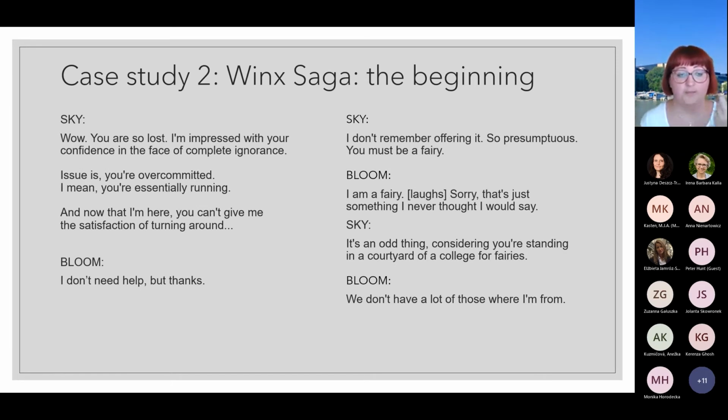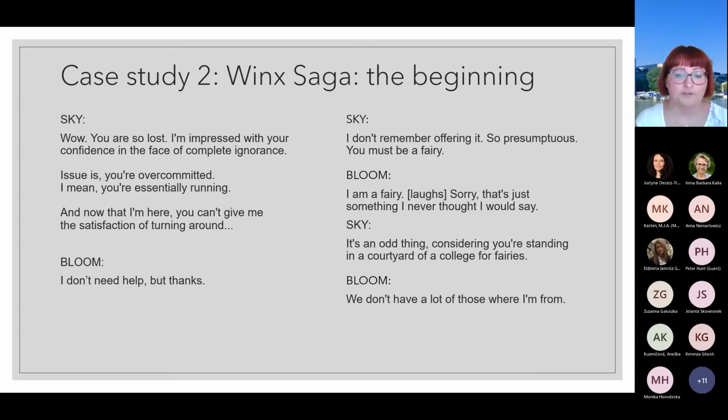So the second text is the Winx Saga, and this is the first scene that we see Bloom. So we have the main character Bloom, and she meets this boy called Sky. This is when she arrives in the school that she's going to, called Alfea, and she meets Sky in the courtyard. She doesn't know where she's going. There's lots of students going with luggage, but she doesn't know where she's going. So Sky is in year 2, the second year, so he knows the school, and he notices her. She has striking red hair. He likes her. He goes to talk to her.